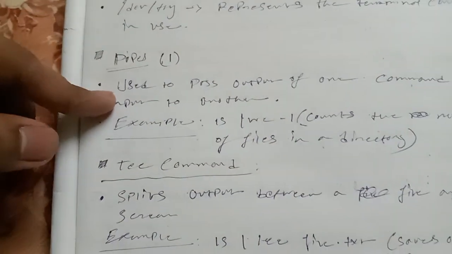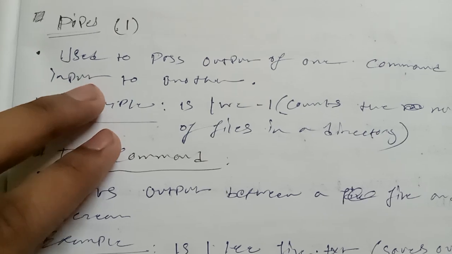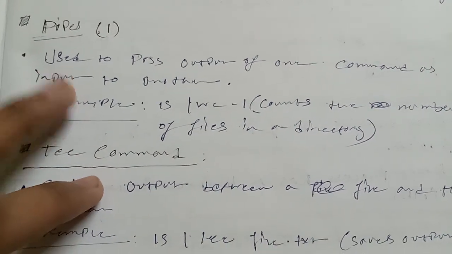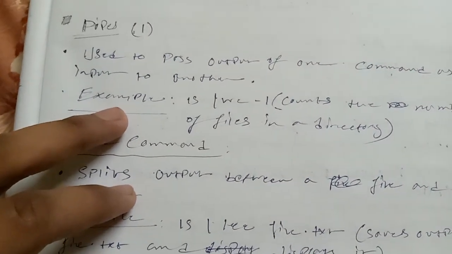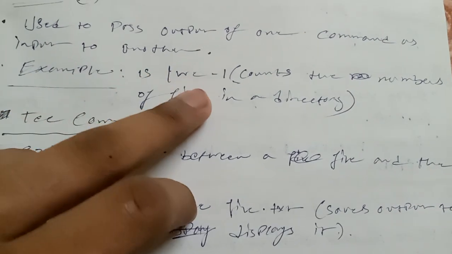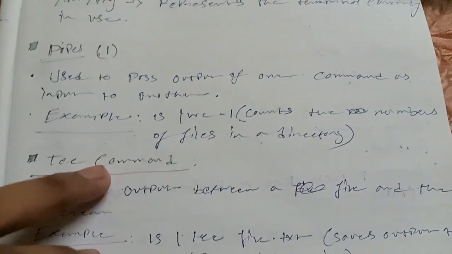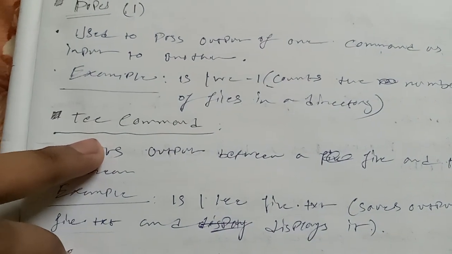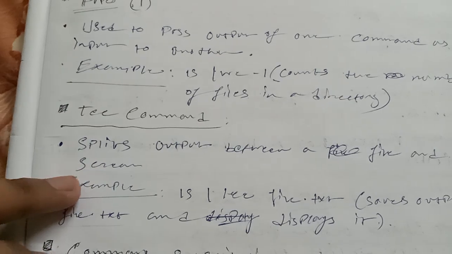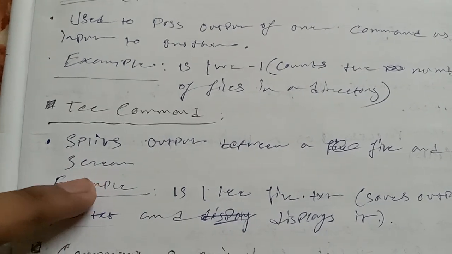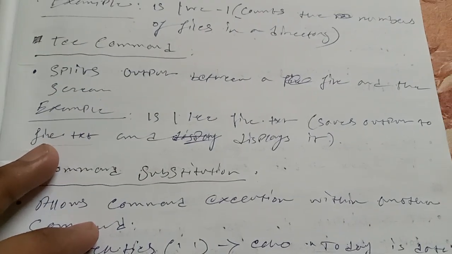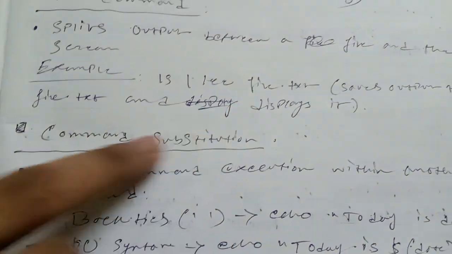Then we have pipes. What is pipe used for? It is used to pass the output of one command as input to another. This is what pipes are used for. Example: ls pipe wc minus l counts the number of files in a directory. Then the tee command splits output between a file and the screen. Example: ls pipe tee file.txt saves output to file.txt and displays it.